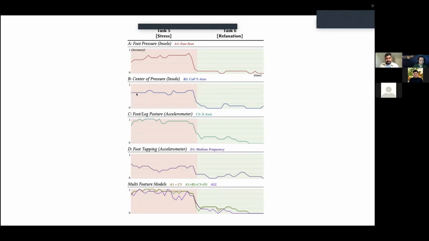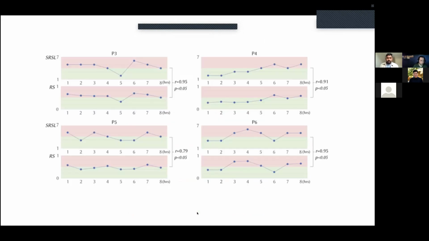So for example, this is how center of pressure detects stress and relaxation. And then these are some of the other models that we developed using multiple features. Later we also validated the external validity of these models by conducting an in-the-wild study. So these are the self-rated stress levels for some of the participants, and then the model-derived stress levels. You can see they are very significantly correlated with each other. So our models can detect stress and relaxation by using these posture and motion characteristics.